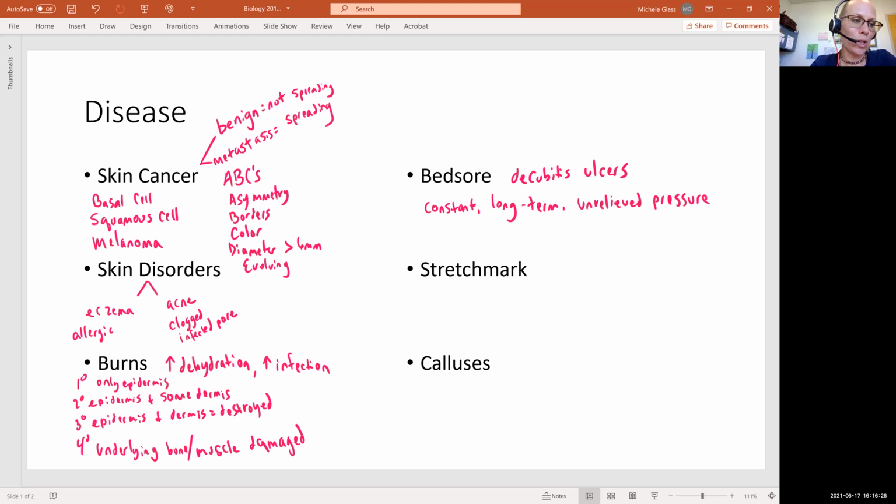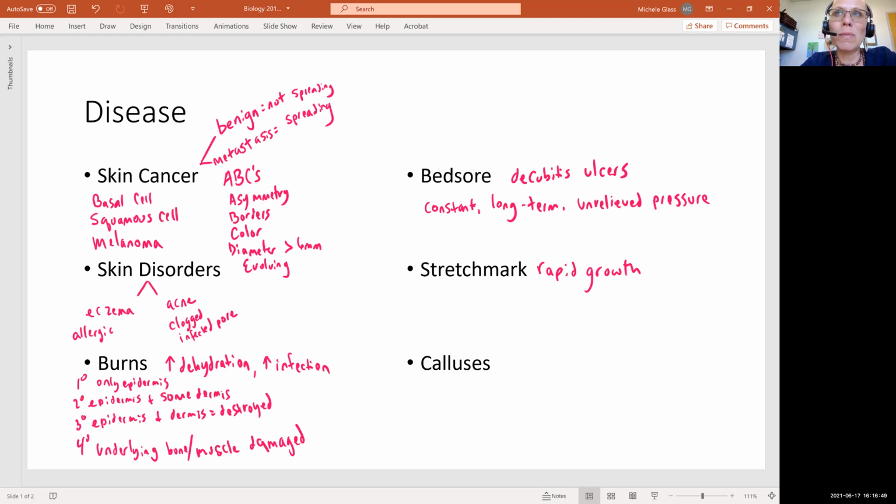Next, we have stretch marks. Stretch marks are a result of rapid growth where the body has maybe changed in size pretty significantly over a quick period of time. So this can occur both in puberty as well as pregnancy. So these are both times when the body is expected to change size at a fast pace.